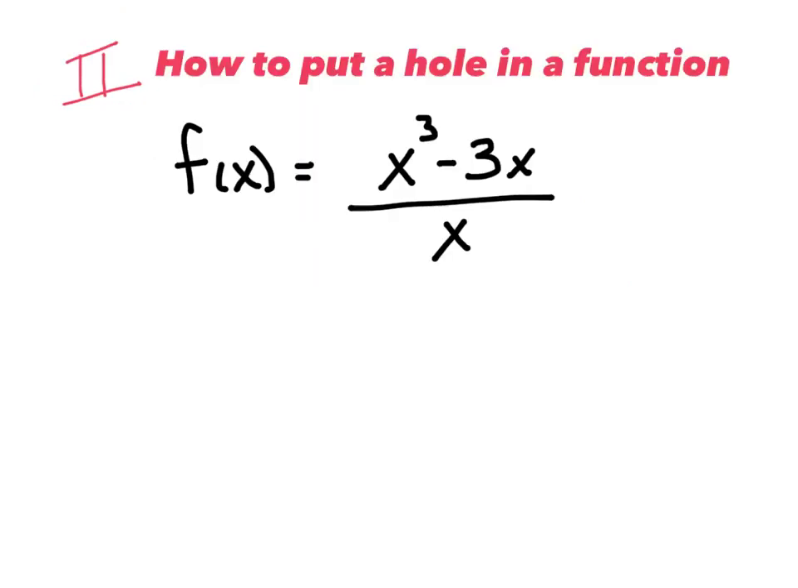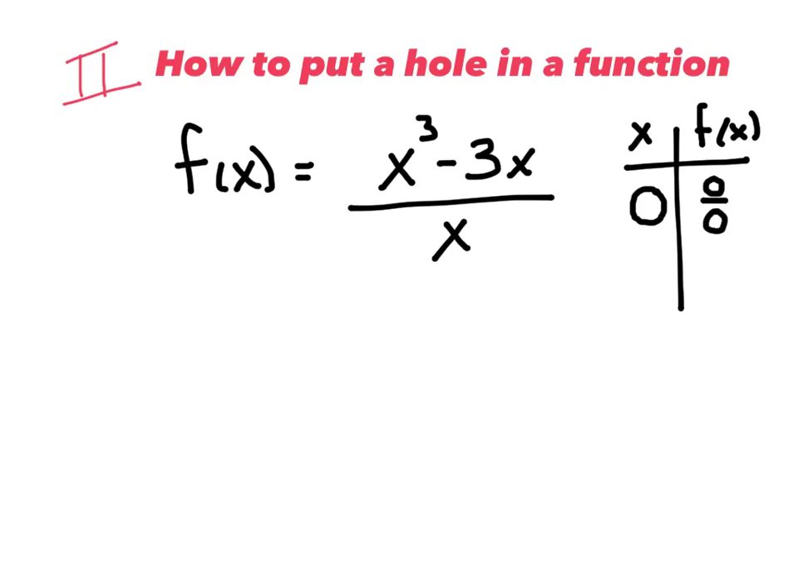Okay, part 2 is how to put a hole in a function. So let's say we're given the function f of x equals x cubed minus 3x over x, and we had to graph this. Back in our old school days, we would say, we could make a quick table of values and then go ahead and plot the points. So let's start this table of values by substituting 0 into x. So when I substitute 0 into x on top, I get 0 minus 0, which of course is 0. And on the bottom, I would also get 0.